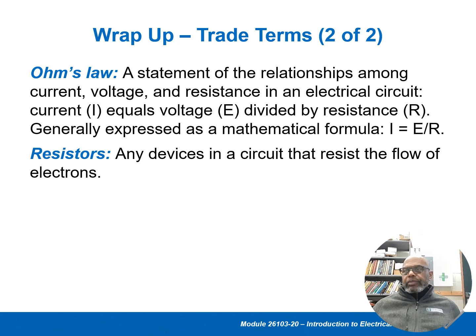Ohm's law, again, is a statement of the relationship. Remember I said that voltage, current, and resistance are related together. You need to know all three of those to understand how electricity works. Voltage is the force, current is the movement, and resistance is what can slow it down or cause some type of impedance or opposition of the flow. And a resistor is any device in a circuit that resists the flow of electrons.